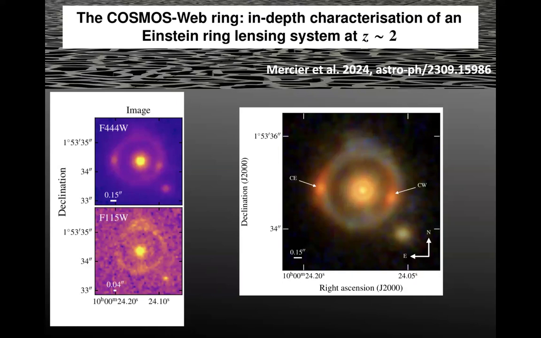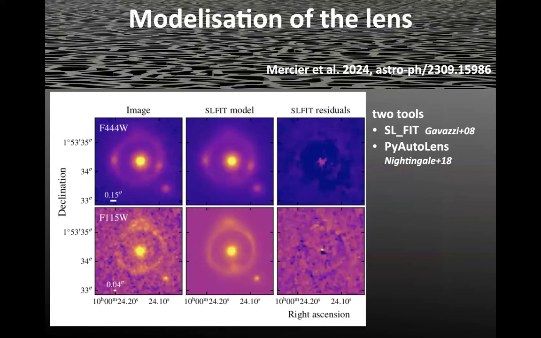So basically, you have the Einstein ring here, you have the elliptical galaxy, and what you can notice here is that you don't have the same shape of the Einstein ring in the red NIRCam band and in the blue NIRCam band. You can see 2 red clumps here, and here you can see more diffuse light on this side of the Einstein ring.